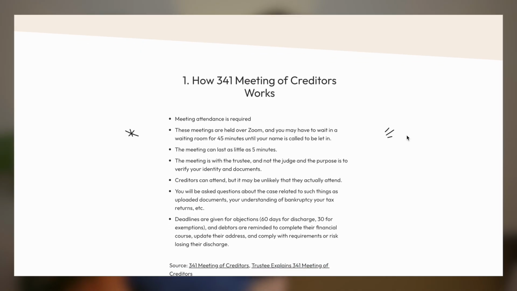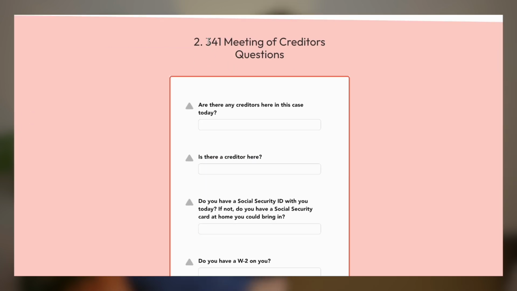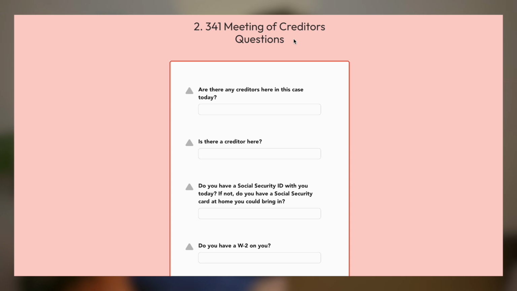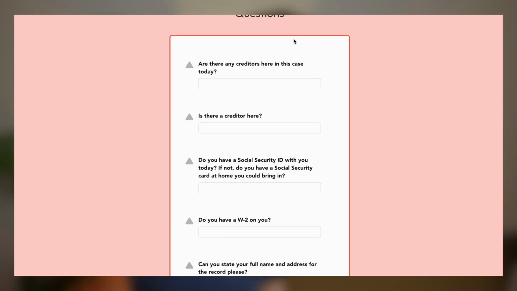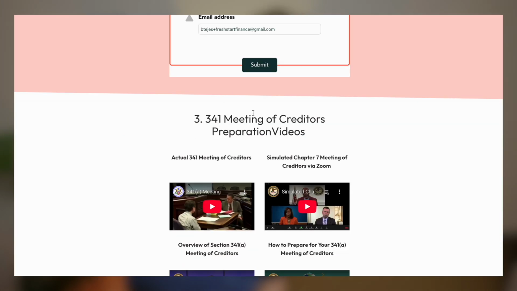The way we do that here is we have 5 steps you walk through. You have how the 341 meeting of creditors works. You also see some questions that they may ask you. And we embed a form that you can fill out to prepare for it. You can just work through these questions yourself. There are quite a few, but you'll work through them and submit, and then we'll send you what you put in and the answers. That way you can show up to your meeting of creditors prepared, right? So it's kind of nice.